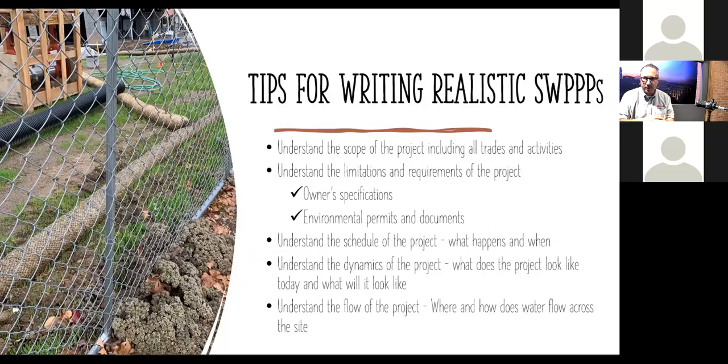Other types of things that you might want to look at in the owner specifications is they may have certain sequencing, they may have certain schedules that they're wanting built into that SWP. Now, another thing, since you're looking at the specifications, usually what comes with that is also the environmental permits. And so you want to look at the other environmental permits to see, do they have restrictions?